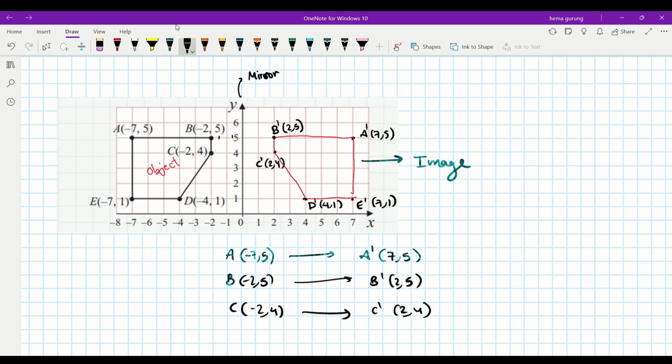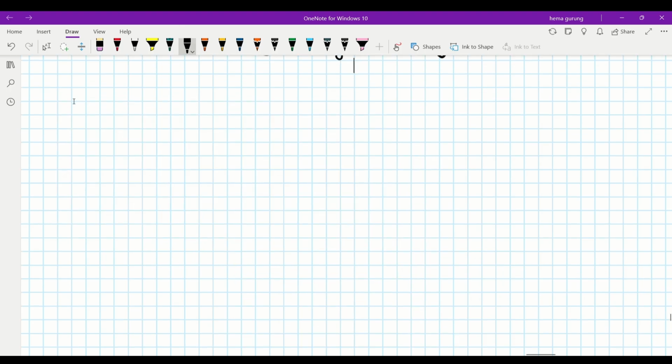I'll not write all. That means if I say P(x, y), what will be the image for that? It will be (minus x, y). So that's the formula. You learn it. You can do it directly. So when you are reflecting an object about the y-axis, this is the formula which you have to remember. Now we'll see for the x-axis.